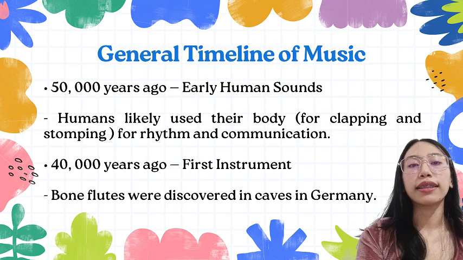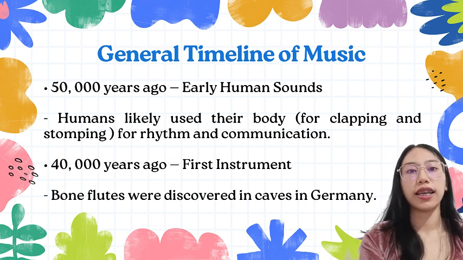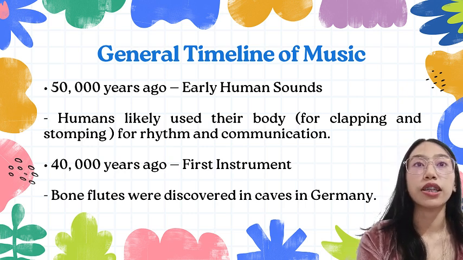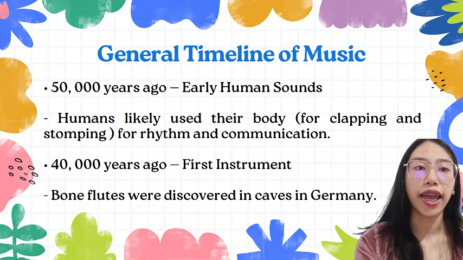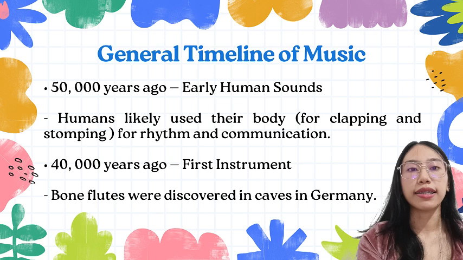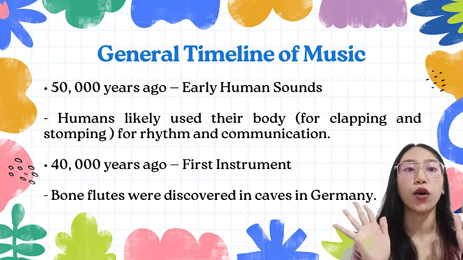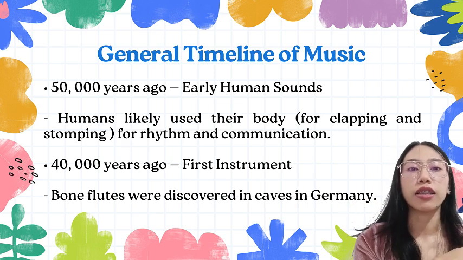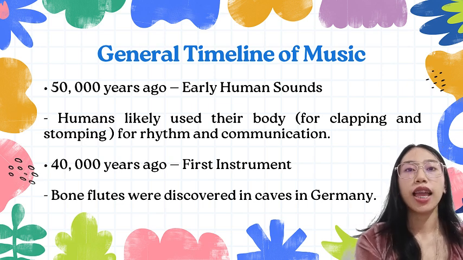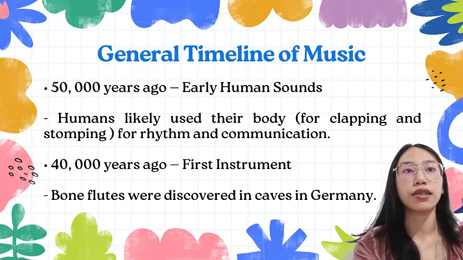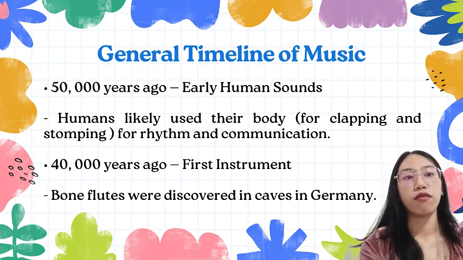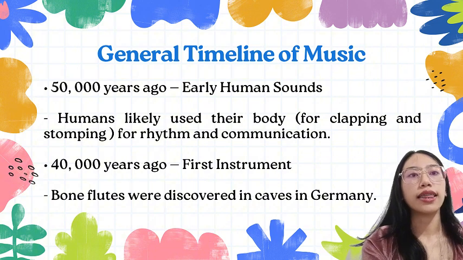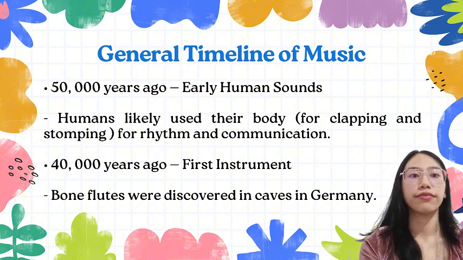Now let's talk about the general timeline of music. Starting from 50,000 years ago, humans likely used their body for rhythm and communication. So for example, we used our hands for clapping and our feet for stomping. Next is 40,000 years ago, where the first instrument was discovered. So bone flutes were discovered in caves in Germany.